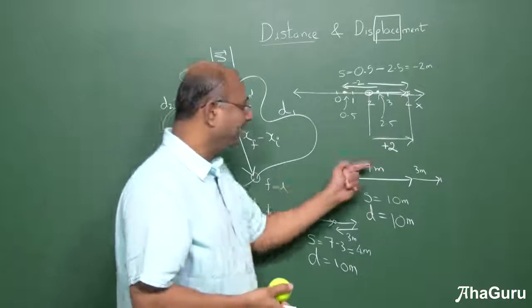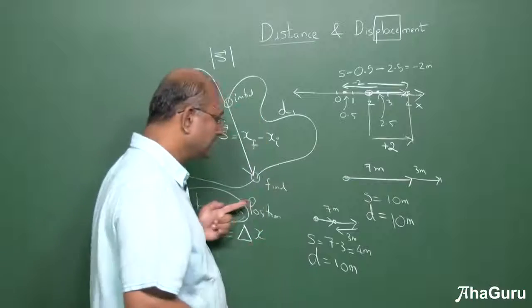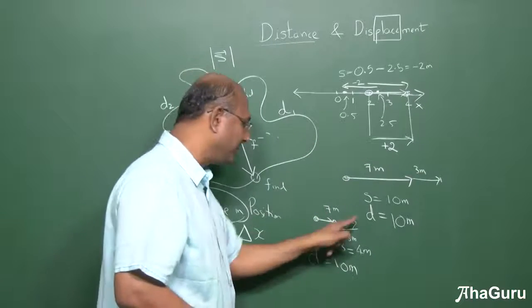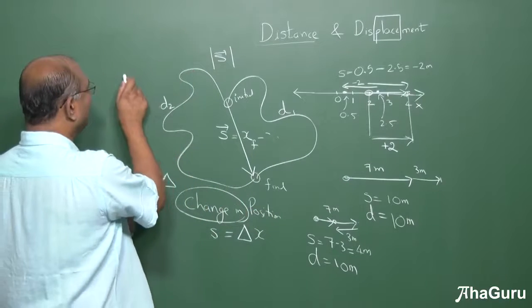Do you see? 7, 3, 10. 7, 3. Distance is 10. But displacement is 4. What will happen if instead I moved like this?